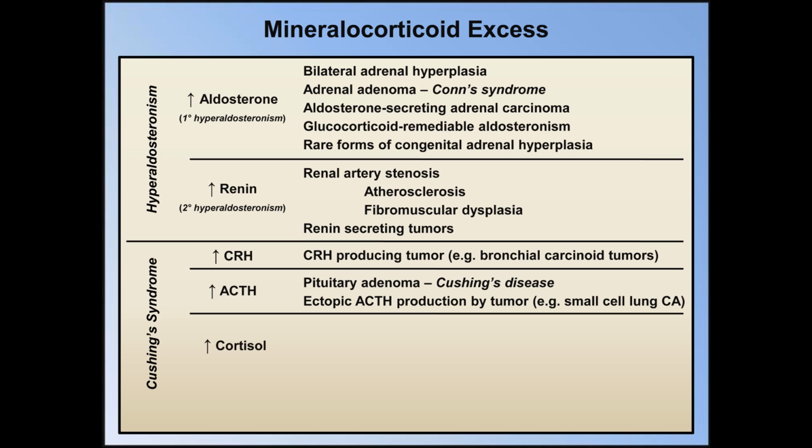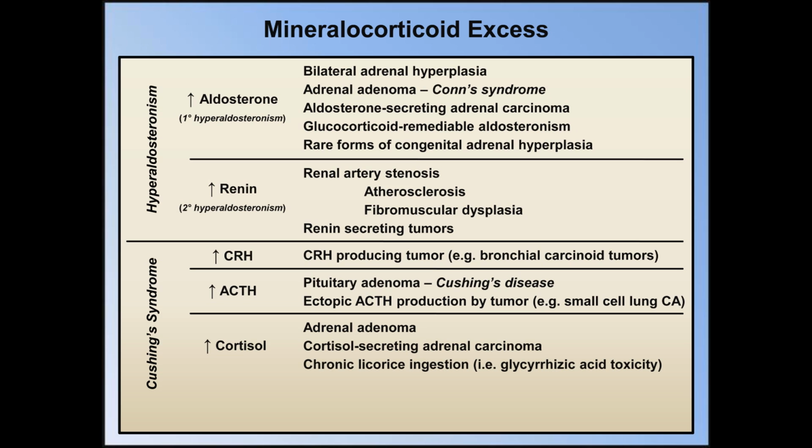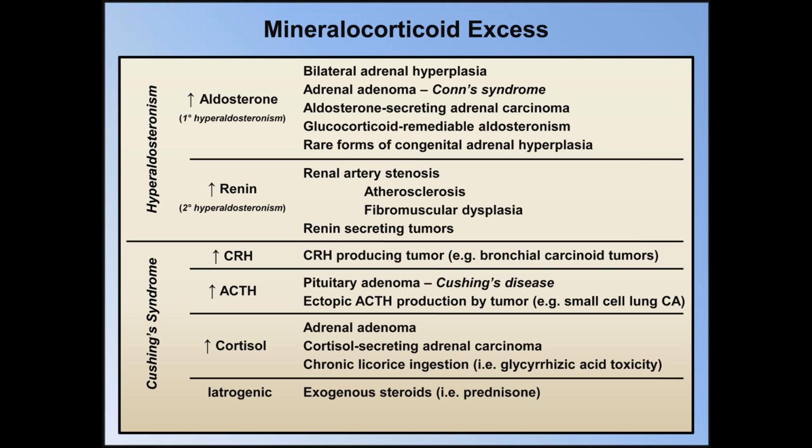Next, an elevated cortisol can be the result of an adrenal adenoma, a cortisol-secreting adrenal carcinoma, or from chronic licorice ingestion. Licorice contains glycyrrhetinic acid, a natural steroid, that inhibits an enzyme normally responsible for converting cortisol into cortisone, which has much less mineralocorticoid activity. A synthetic form of glycyrrhetinic acid known as carbenoxolone is occasionally used in the UK for various esophageal disorders and has hyperaldosteronism as a side effect. The final cause of Cushing's syndrome is exogenous steroids, usually prednisone.